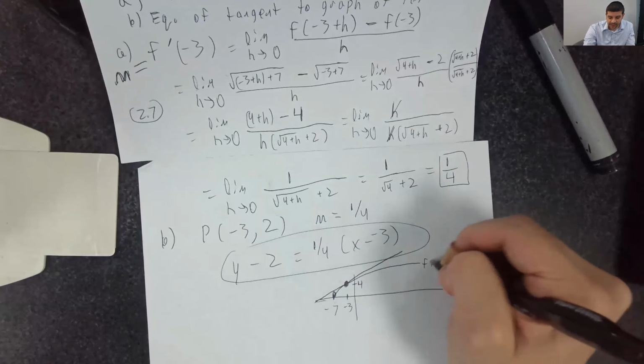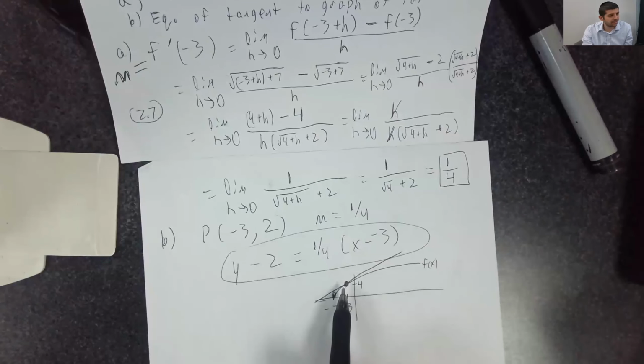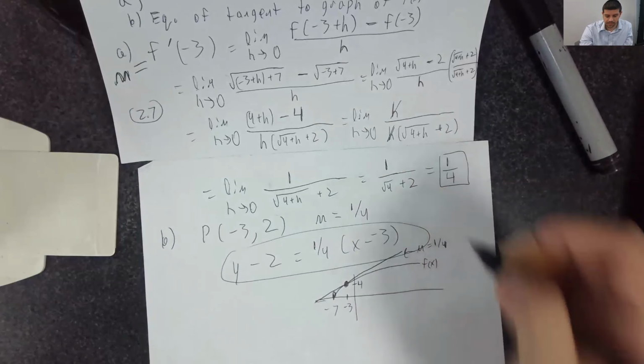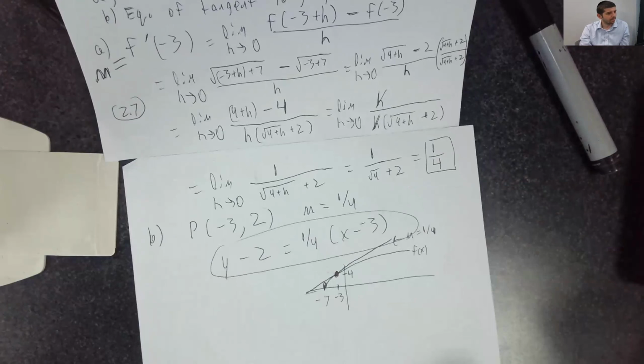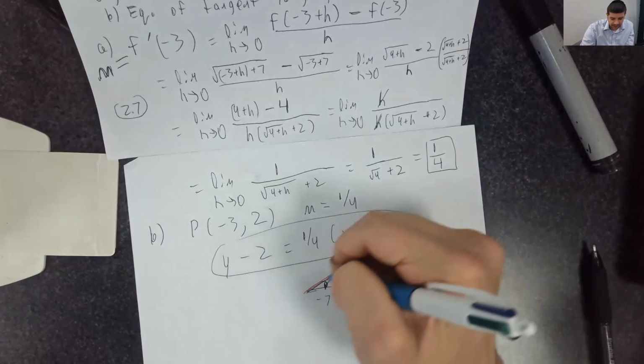So here's f of x. And that's this line that we just computed. It'll be a while before we actually use this line, but this line helps approximate the function. Okay, and this line has a slope of 1/4. That's the idea. Now, notice that this is just one line at -3.